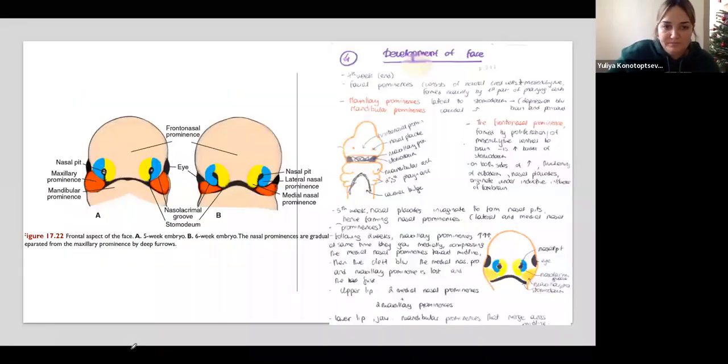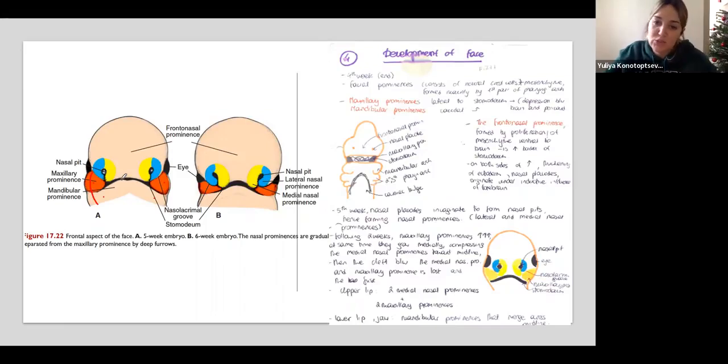Okay, guys, let's talk about development of the face. How do we make the face? You're already familiar with the frontonasal prominence, right? It has the outer ectoderm, and inside it has mesenchyme filled with neural crest cells. You're familiar with the two maxillary prominences and two mandibular prominences, right? Together they make up the first pharyngeal arch. There is an opening which is known as the stomodeum, right?